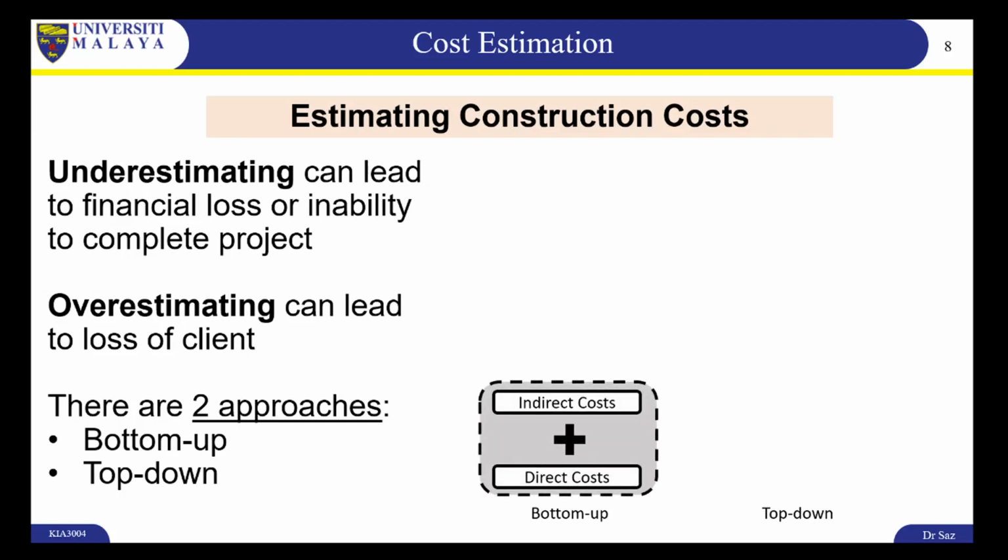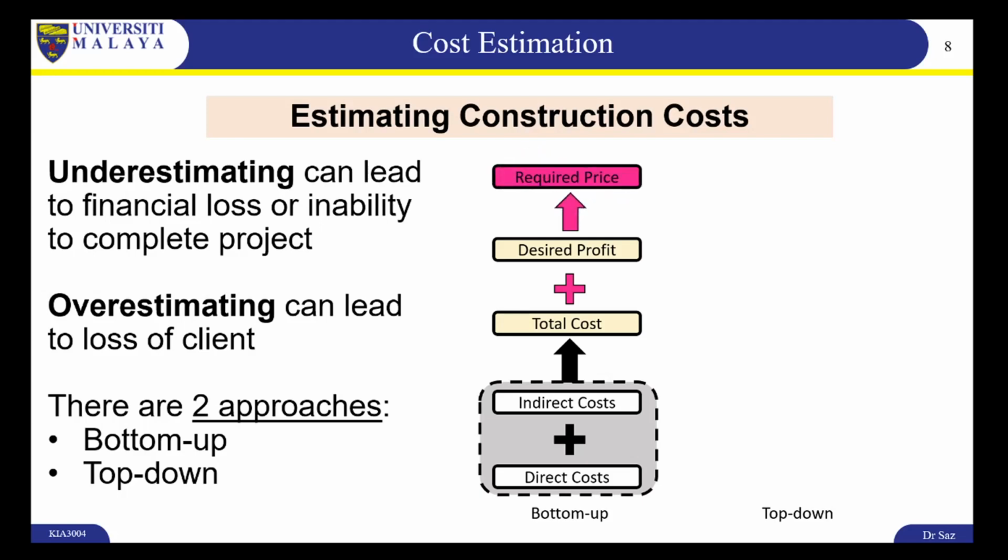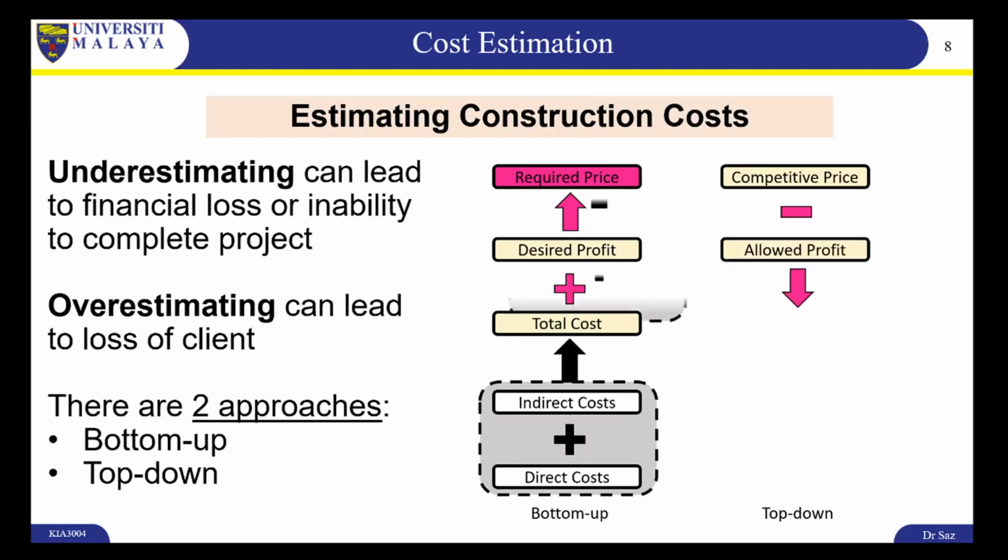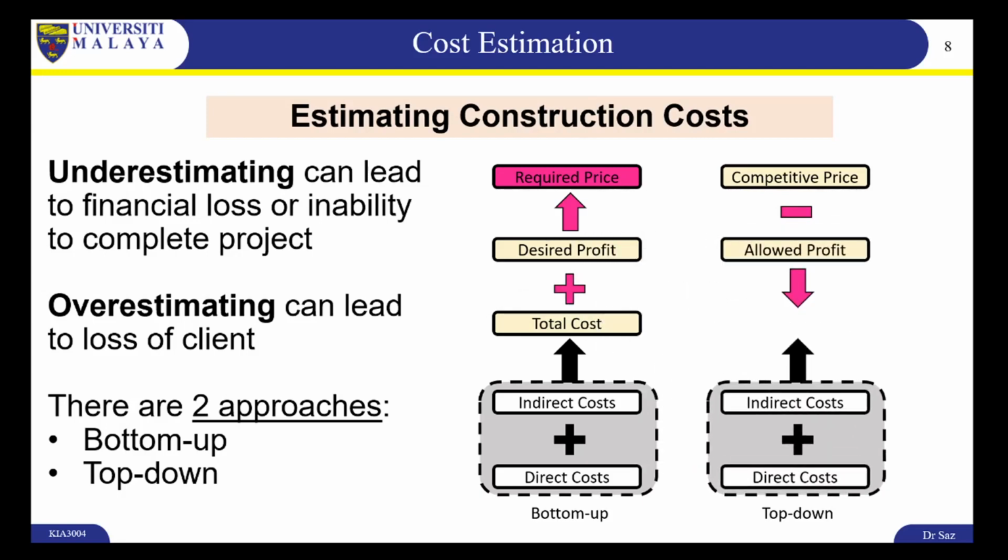Using the bottom-up approach, we take our indirect costs and we add them to our direct costs to get our total cost. On top of the total cost, we'll add our desired profit and we reach our required price. In the top-down approach, we take a competitive price, subtract the profit that we are allowed to have, put in our indirect and direct costs, and we get our target cost.